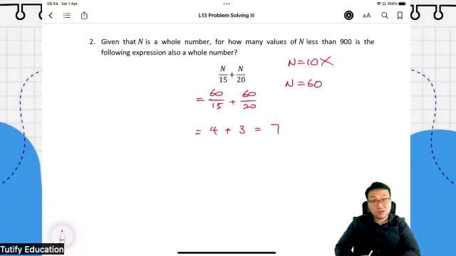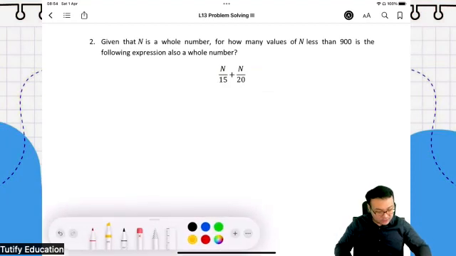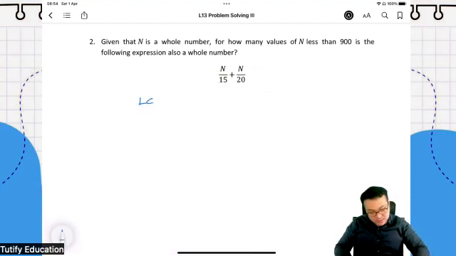Why do you think the number 60 actually worked? Because it's a multiple of both 15 and 20. Very good. In fact, we can just call it the lowest common multiple, correct? The lowest common multiple of 15 and 20 equals 60. So if we make use of the lowest common multiple, then it is very easy for us to get whole numbers, okay? So let's write down all the multiples of 60.